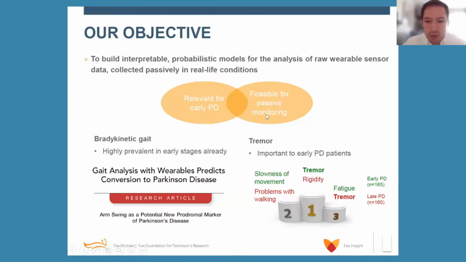In terms of what Parkinson's patients feel, their number one problem, what they complain about in studies, is tremor. So this is what worries them the most. Gait worries the doctors the most, and tremor worries the patients the most. The second one is slowness of movement, which is essentially gait problems. And the third most worrisome symptom is fatigue.